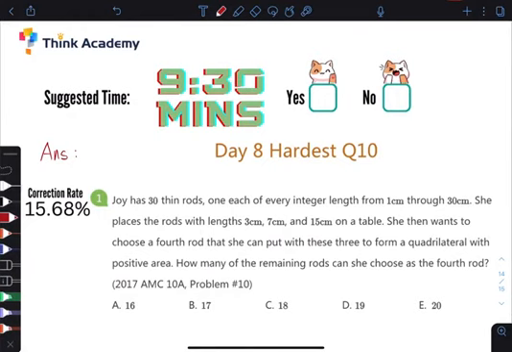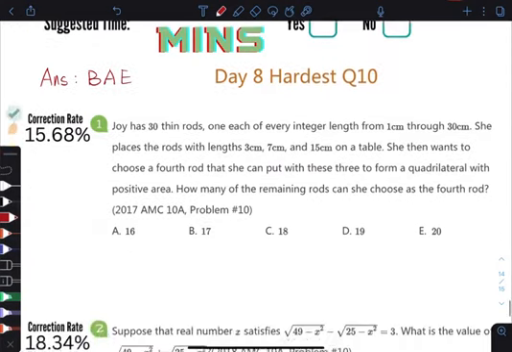Today we're going to tackle the hardest question, number 10. The answers are B, A, and E. Let's look at the first one.